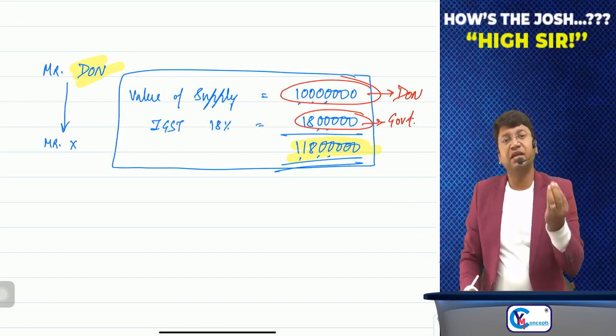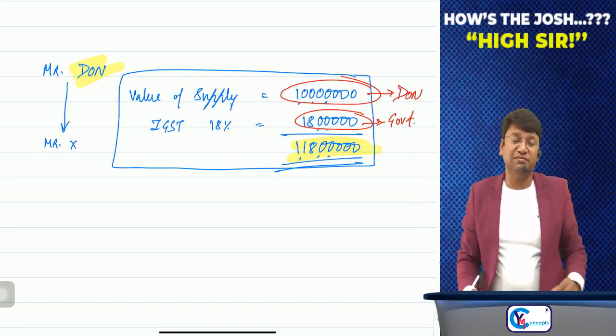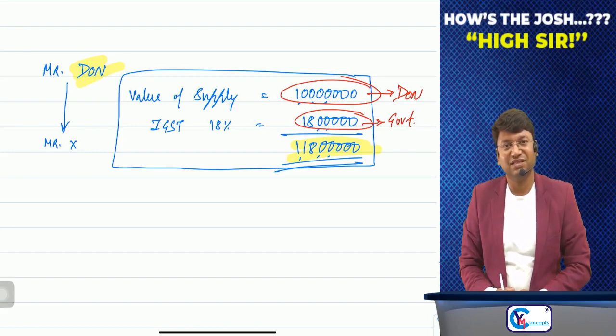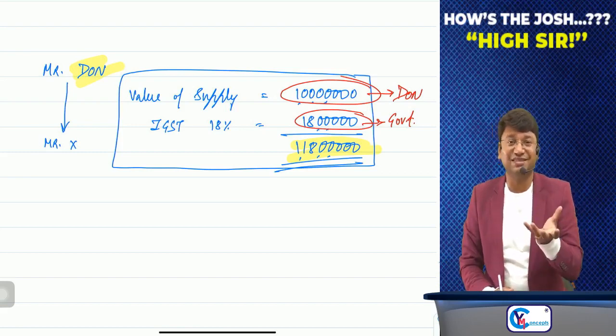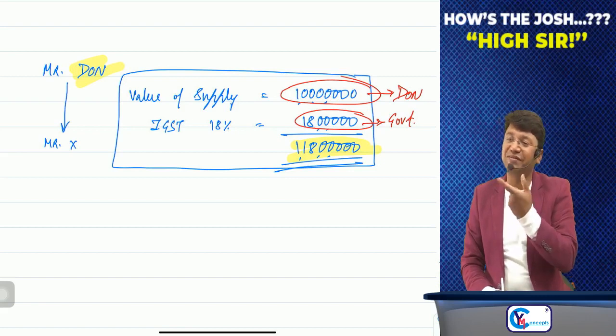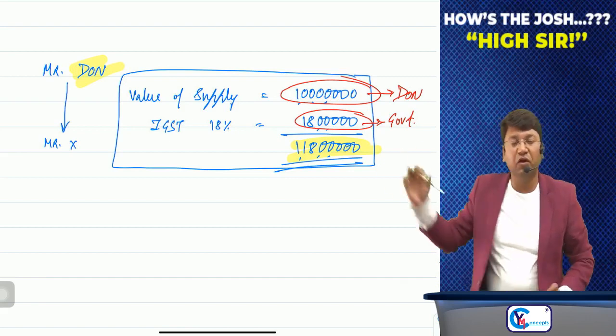Another example I can take is the recovery agent of the banking companies. Vasuli Bhai, Gunda. Sir, recovery agents of the banking company. Sir, if any person is not paying the money to the bank, then the bank appoints a recovery agent, Vasuli Bhai, to recover the amount from that defaulter.